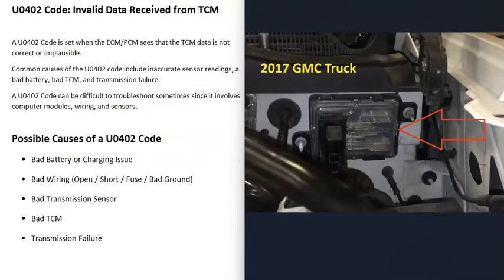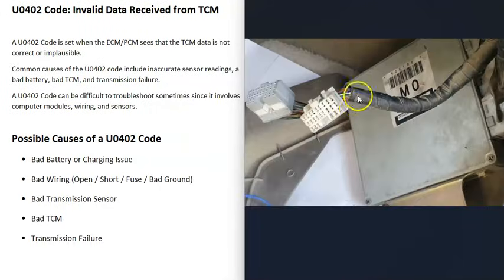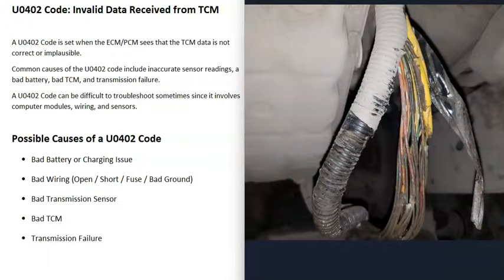Also, be sure to check your fuses, especially anything labeled TCM or anything like that, because if you have a blown fuse, that's going to cause problems. And it's also possible that a wire inside the wiring harness has an open or a short and is causing problems. So go around and check those wires and be sure they don't look damaged. If you have a multimeter and schematics, you can trace them around and check them. The next thing on the list is going to be a wiring issue.